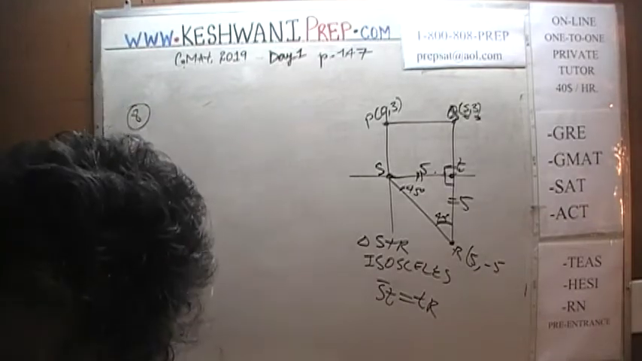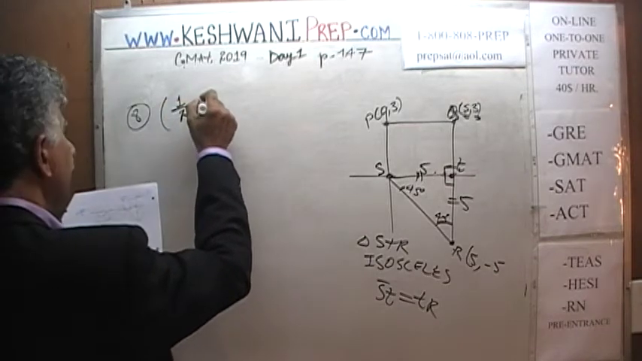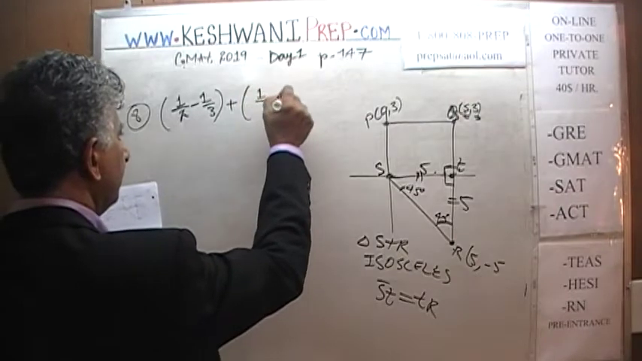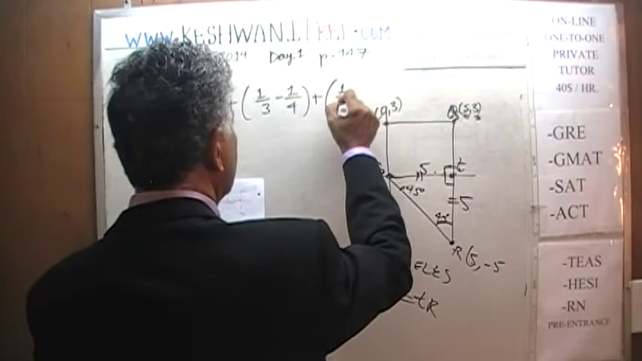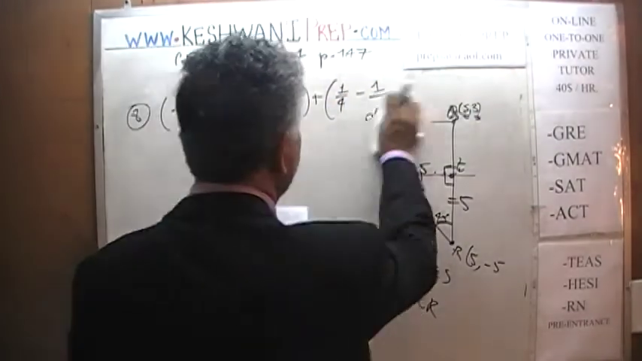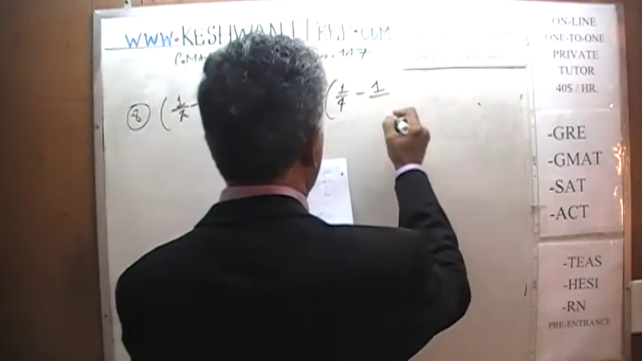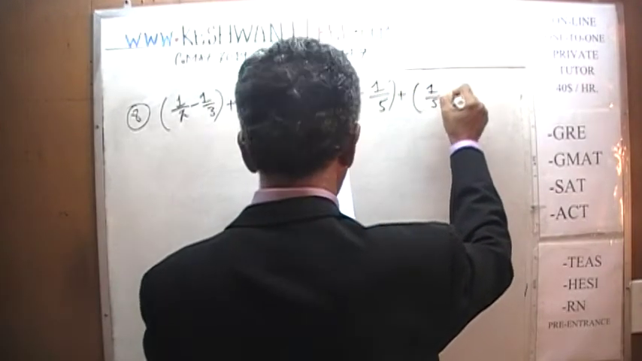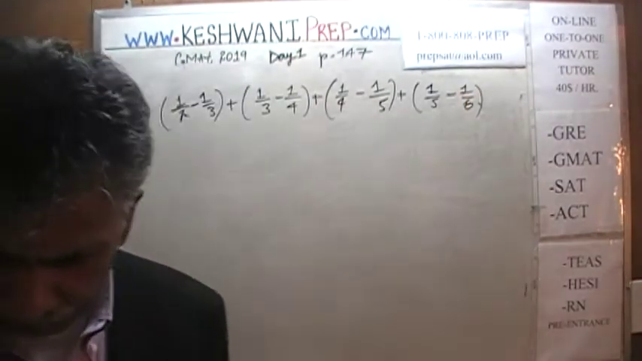Number eight. In number eight, we are given a whole bunch of fractions: (1/2 - 1/3) plus (1/3 - 1/4) plus (1/4 - 1/5) plus (1/5 - 1/6). Well, what can we do?